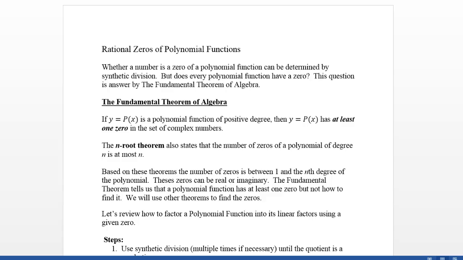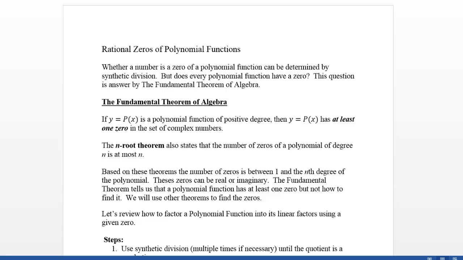In the prior lesson, we learned how to use synthetic division to determine whether something was a factor of a polynomial function or not, or use the remainder theorem to write the remainder. Now, in this particular lesson, we're going to work on finding all of the rational zeros of a polynomial function, and of course synthetic division will become a part of that.